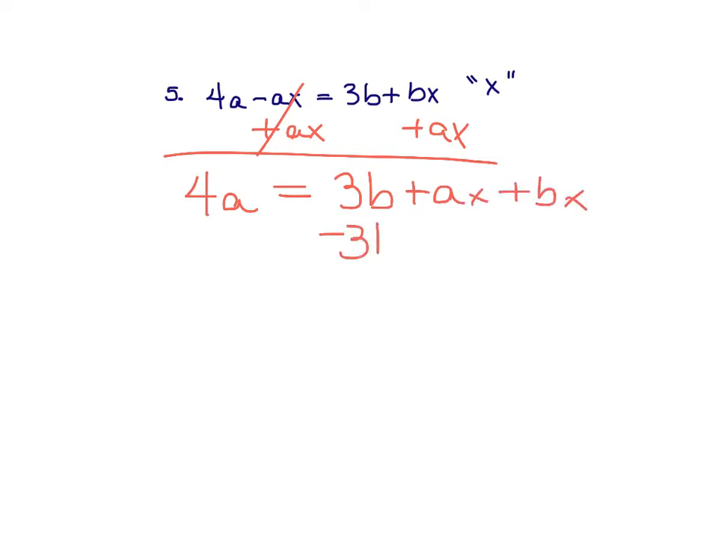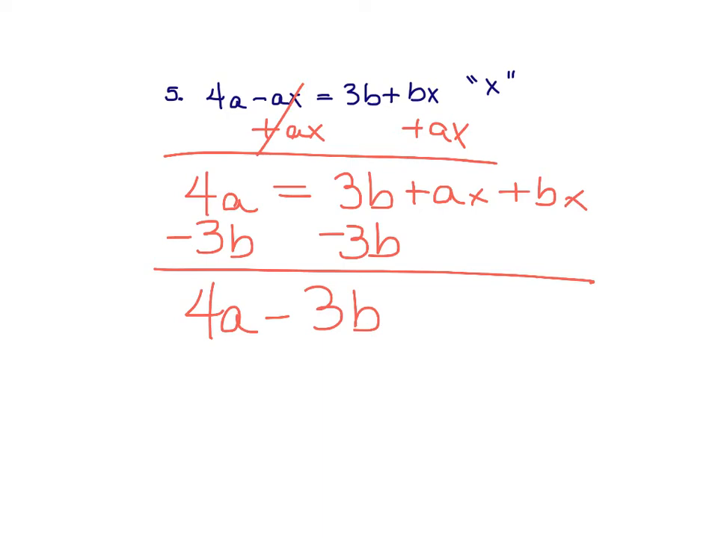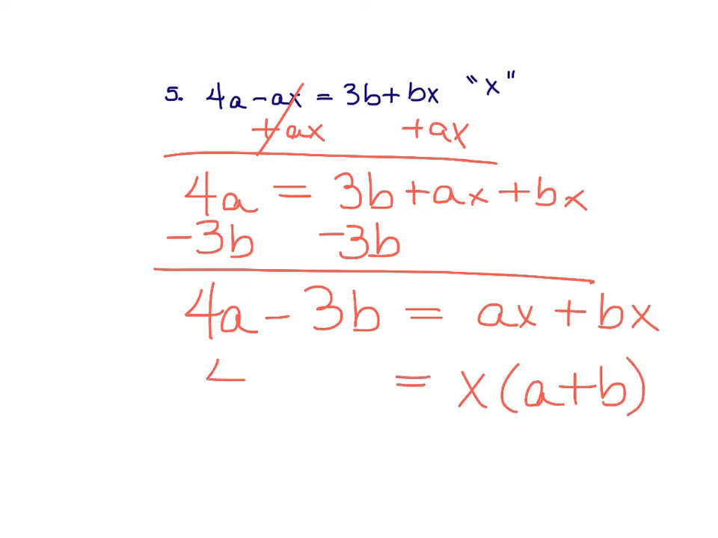Then I'm going to move the 3b over. 4a minus 3b equals ax plus bx. Now again, I need to pull out a greatest common factor, which is going to be the letter x. So over here, when I divide by the GCF, I'm left with x times a plus b. Over here, this side's the same.